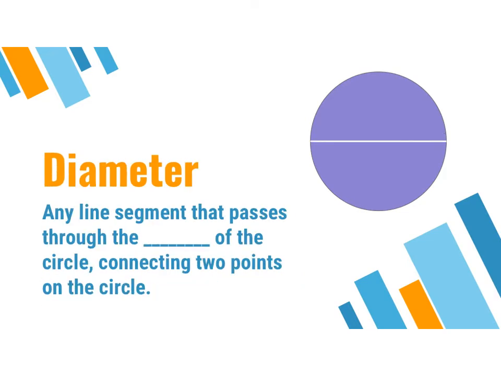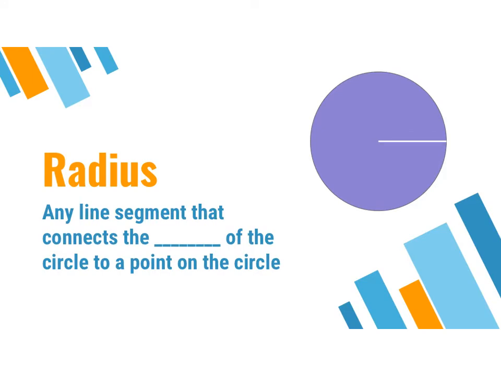My diameter is any line segment that passes through the center of the circle and connects 2 points on the circle. So it cuts my circle in half. I drew this one going straight across, but I could have it going really any direction as long as it passes through that center. My radius then connects the center of the circle to a point on the circle. So it's half as big as the diameter.